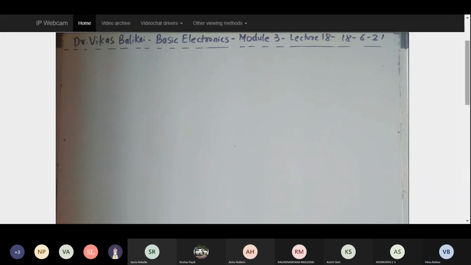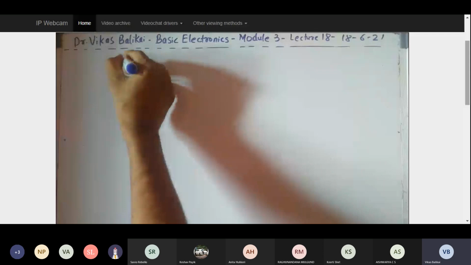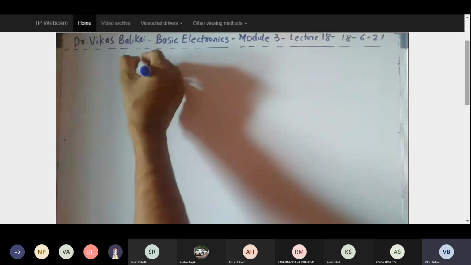Like we discussed in the last class, we officially ended our module number 2. Today in this class, we're going to start with module number 3. The title of module 3 goes like this: operational amplifiers.